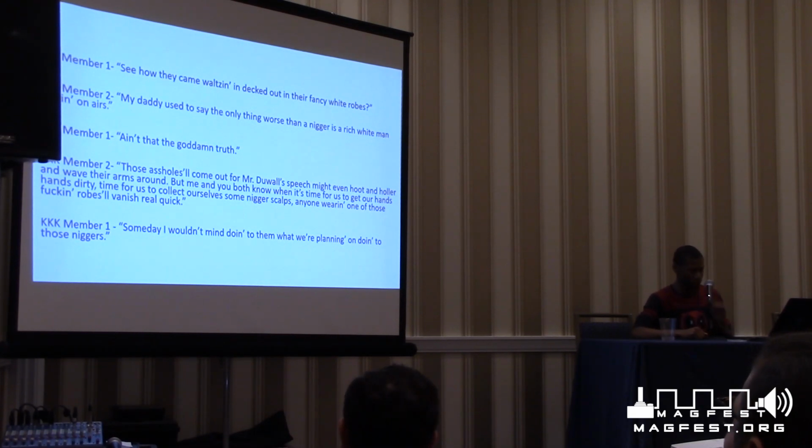First member. And I'm going to use the language in here, okay? See how they came waltzing in, decked out in their fancy white robes. My daddy used to say the only thing worse than a nigga is a rich man putting on airs. Ain't that the goddamn truth? Those assholes come out for Mr. Duval's speech, might even hoot and holler and wave their arms around. But me and you both know when it's time for us to get our hands dirty, time for us to collect ourselves some nigger scouts, anyone wearing one of those fucking robes will vanish real quick. Someday, I wouldn't mind doing to them what they're planning to do onto them niggas, right?